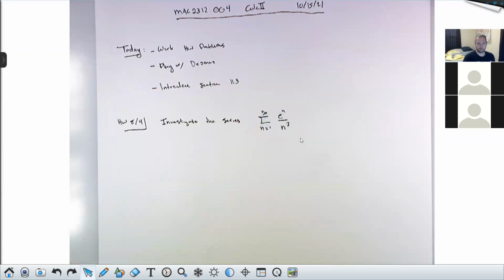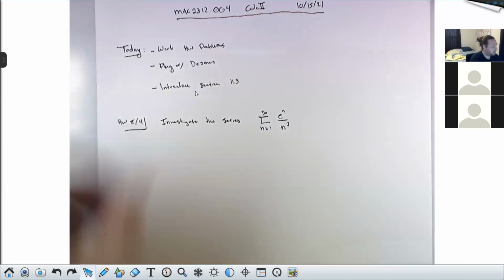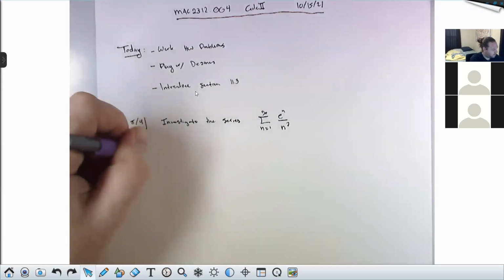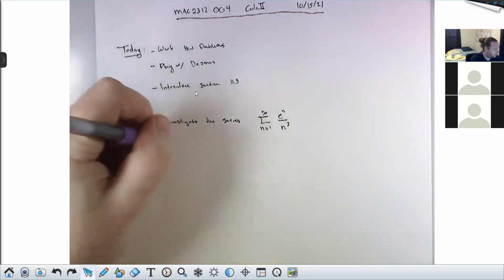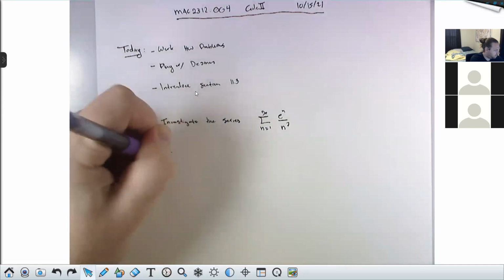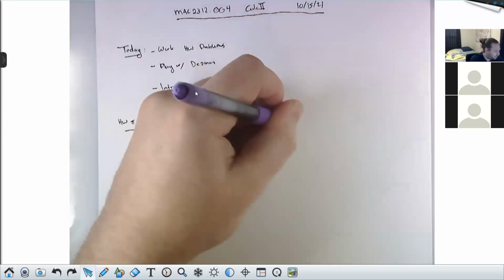This series, e to the n over n squared. Well, a_n is the whole thing inside your sum, right? So it's e to the n over n to the, maybe that looked like a 2, sorry, that's a 7.